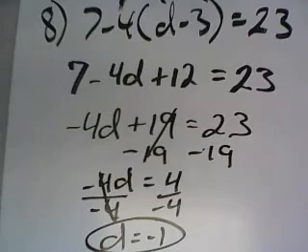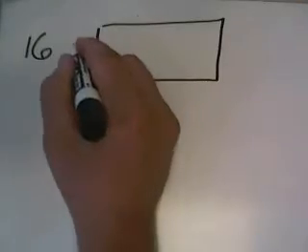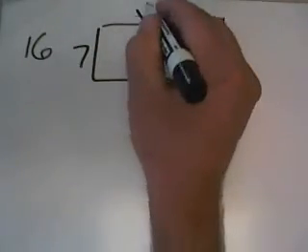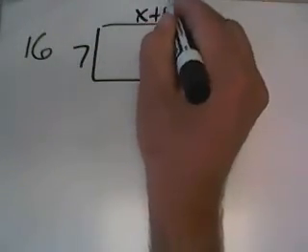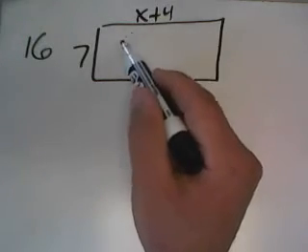The next problem that I would like to go through is one of the story problems on the bottom, specifically number 16. If we take a look at number 16, it has a rectangle where this side is 7, and this dimension here is x plus 4. It says to write an equation and solve for x if the area of the rectangle is 70 square units. Well, this is a little bit different than what we did in class.